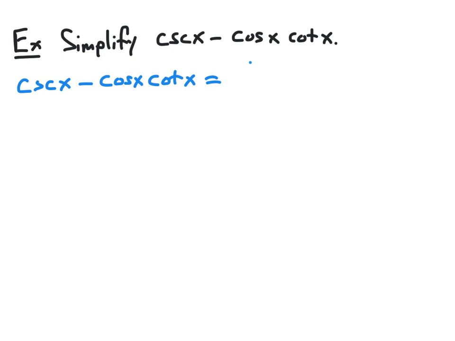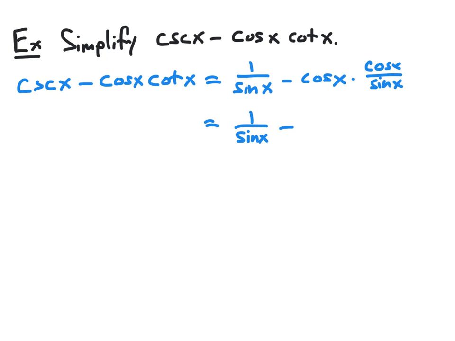We know that cosecant x is 1 over the sine of x, and we know that the cotangent of x is the cosine of x over the sine of x. And so we can make both of those substitutions using reciprocal identities. And now we see that we actually have a common denominator here. We have 1 over sine x, and the second term we can multiply together here to get cosine squared of x all over sine x.